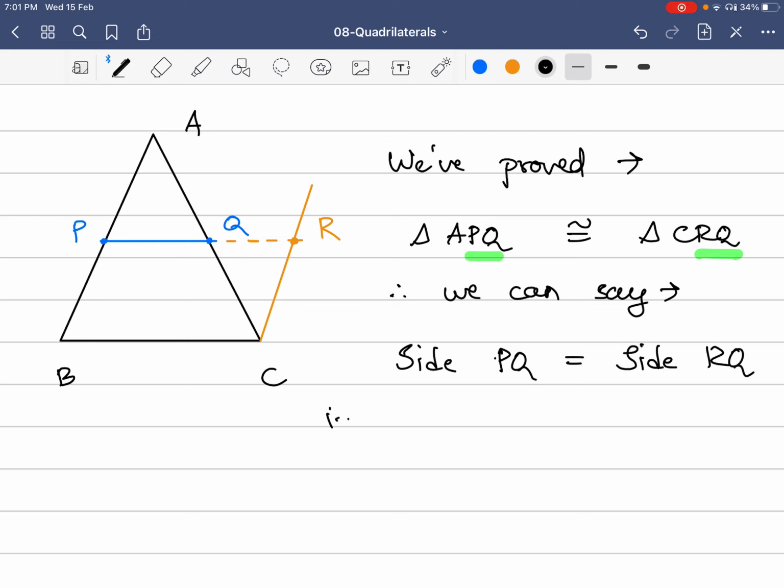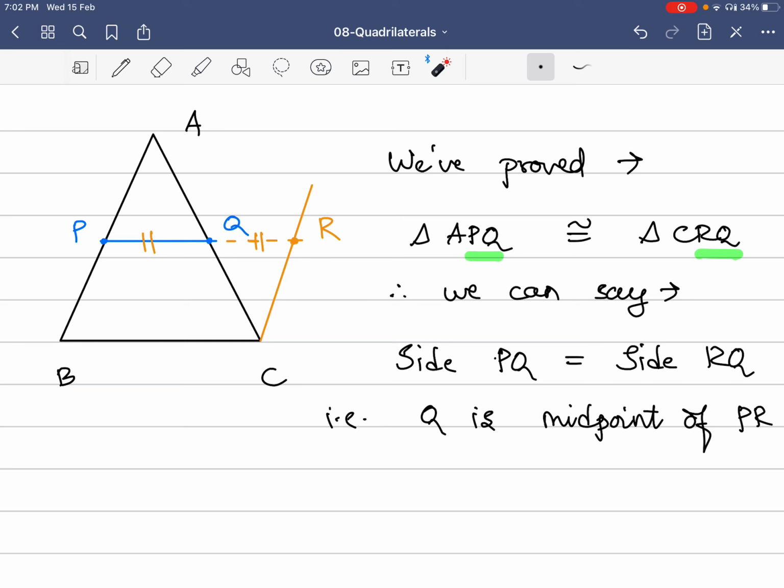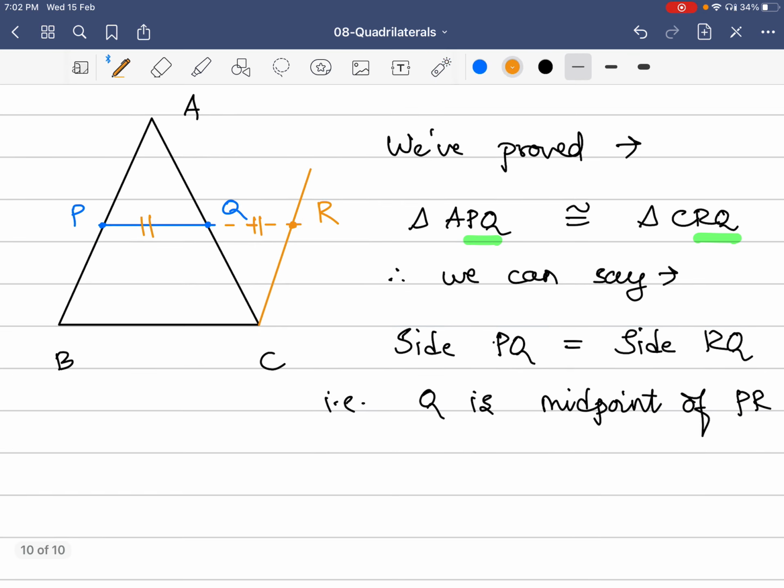Okay, what does this mean? Q is a midpoint of PR. Okay, very important. Since this PQ is equal to QR, I can give this markings. In fact, we can say that PQ is equal to QR. That means that this Q is the midpoint of PR. If Q is a midpoint of PR, the length of PQ is equal to half of PR. Okay, PQ is half of PR, but PR is equal to BC.